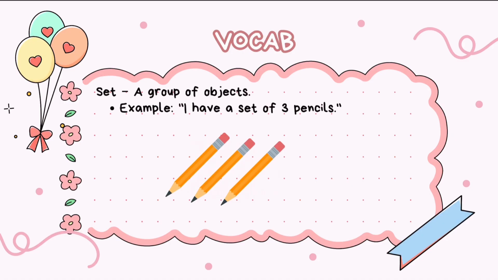Our next vocabulary word is set. When you see a set of something, that is a group of objects. So right here, I have a set of 3 pencils. Good job.